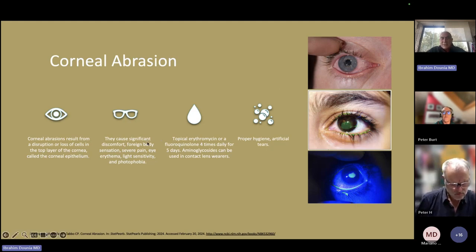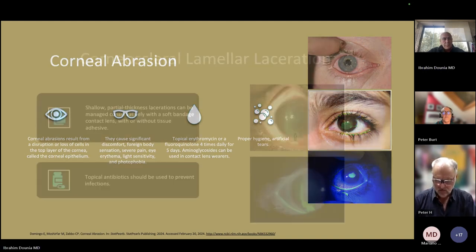When it happens, it causes discomfort, foreign body sensation, severe pain, eye erythema, photophobia, and light sensitivity. We use fluorescein. At the end of the lecture, we'll tell you how to do that on the court, and the pen light to see the abrasion. Treatment is only topical antibiotics 4 times per day. Very important when you have a corneal abrasion and you are treating for 1 week or 5 days, it's proper hygiene, and always use lubricating artificial eye drops.